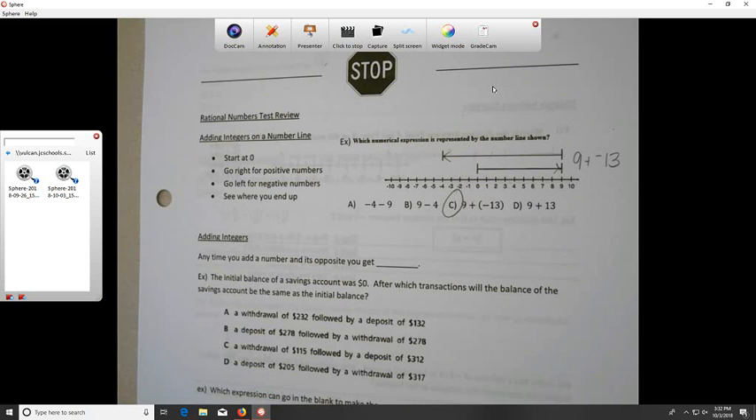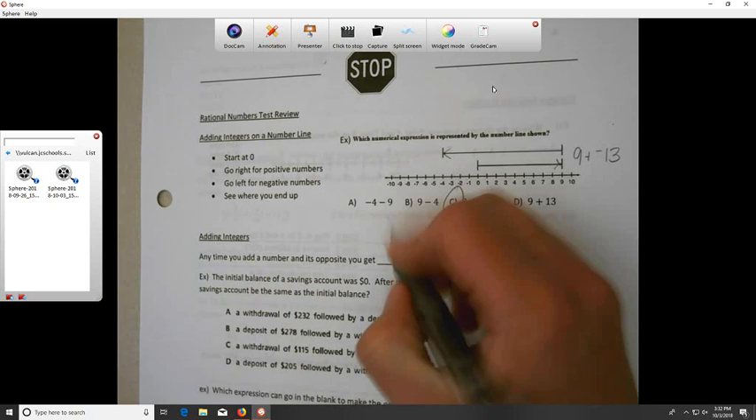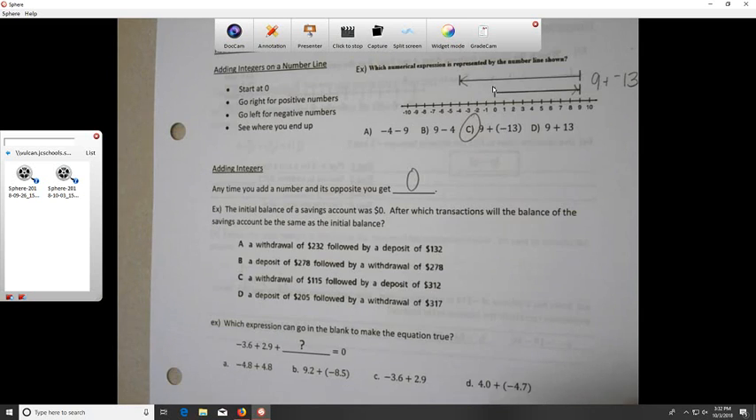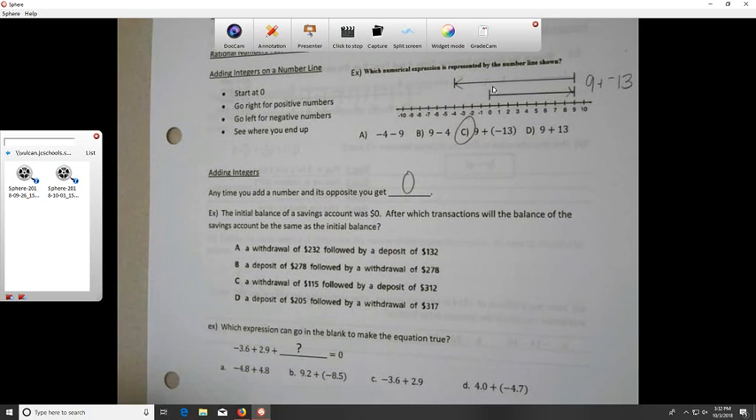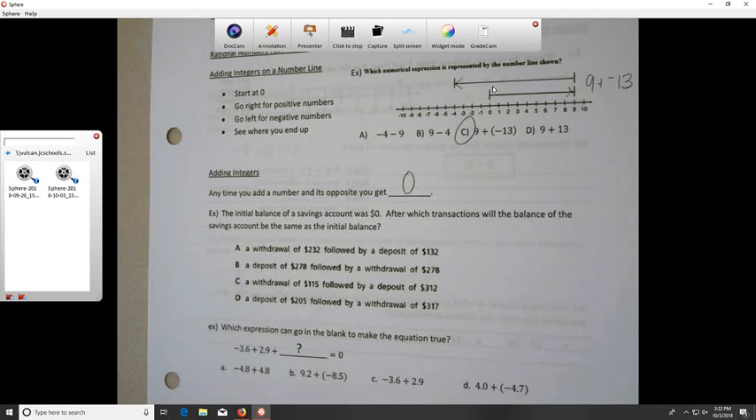When we're actually adding integers, one thing that you have to keep in mind is that anytime you add a number and its opposite, you're going to get 0. Alright, so you'll see questions like this on your test that use that idea. So the first one here says the initial balance of a savings account was $0. After which transactions will the balance of the savings account be the same as the initial balance? So we just want to know, in which of these situations are you going to end up with 0? Which one is talking about adding a number and its opposite?